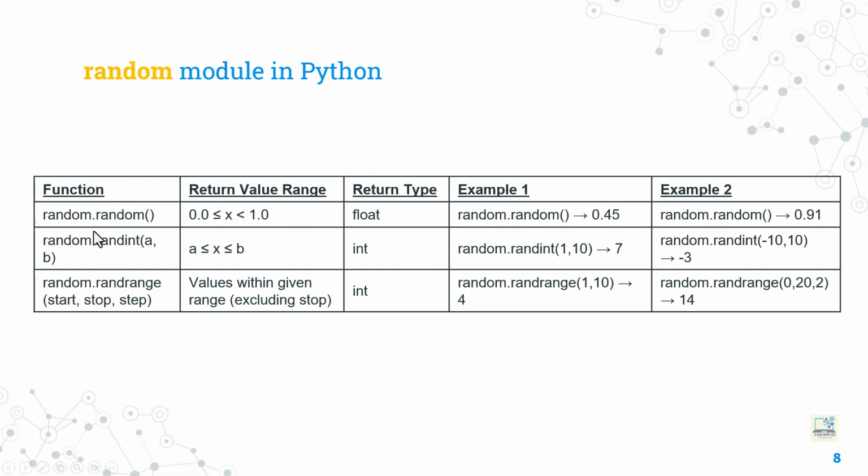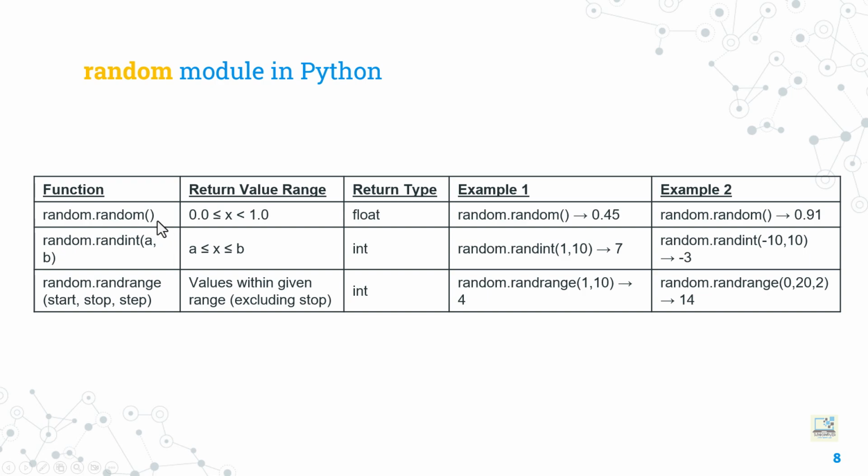So first is random.random. Random is the module name and random is the method name here. So the random method under the random module returns a random number between 0 and 1.0, where 1.0 is not included. So it is 0 to 0.9999, something like that. So it is a random number. What is a random number? Basically, it is a number which you cannot predict.